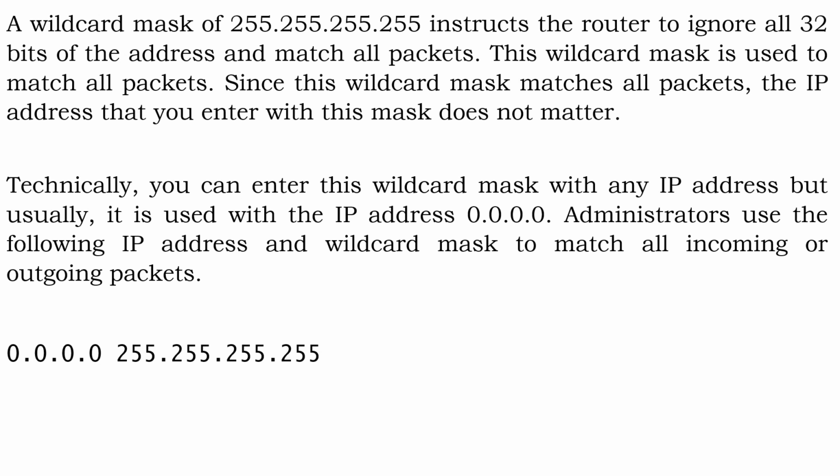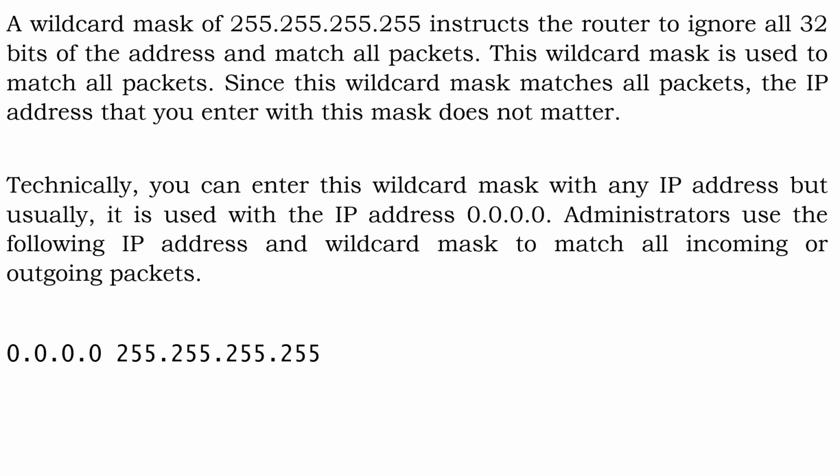A wildcard mask of 255.255.255.255 instructs the router to ignore all 32 bits of the address and match all packets. This wildcard mask is used to match all packets. Since this wildcard mask matches all packets, the IP address that you enter with this mask does not matter. Technically, you can enter this wildcard mask with any IP address, but usually, it is used with the IP address 0.0.0.0. Administrators use the following IP address and wildcard mask to match all incoming or outgoing packets.